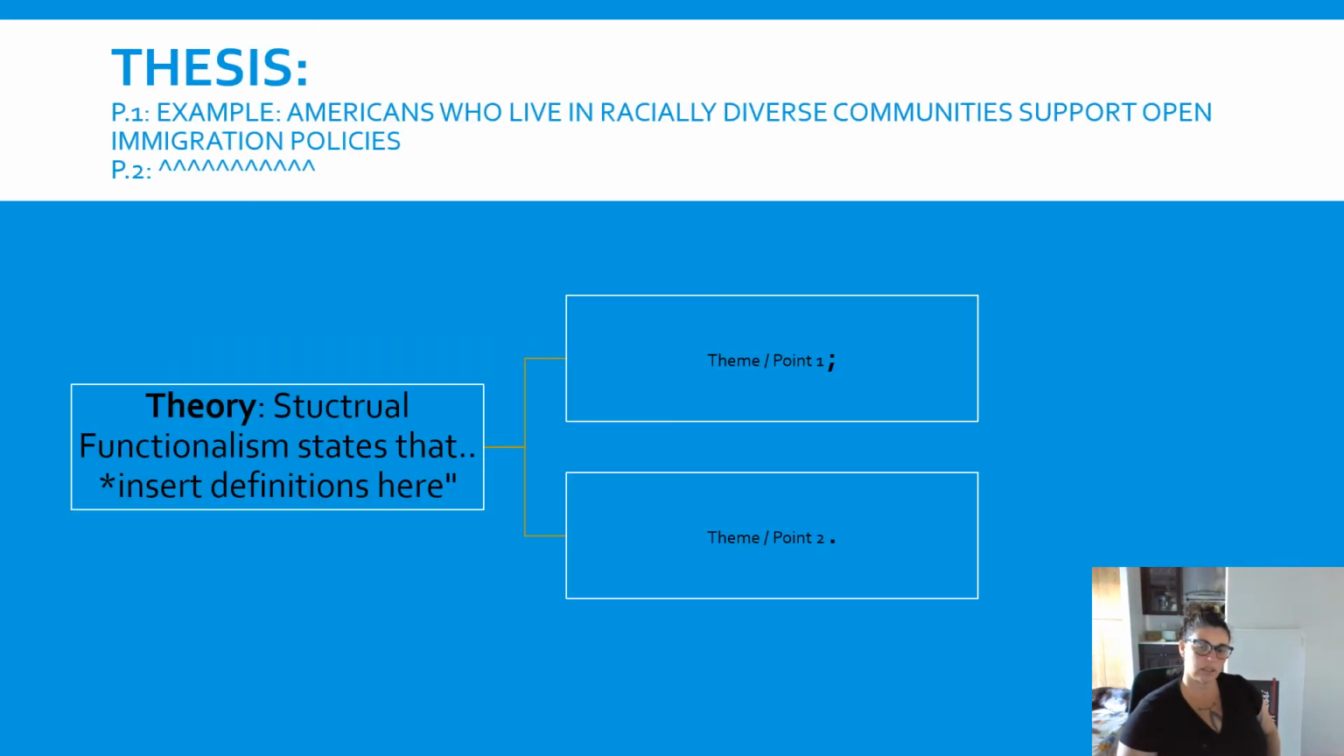Plug in your first theme, claim of fact. Your second theme, claim of fact. Pick your theory. Here we have structural functionalism, and then write the definition for the theory. So this may mean that if you're not familiar with the theory enough to be able to write a definition in one sentence, that you are going to have to do a little bit of research on that theory to learn a little bit about that on the side so that you can then use it. So you can then write that here.